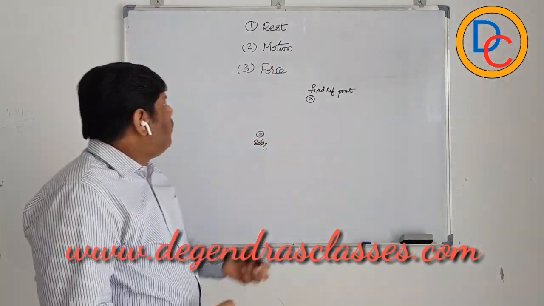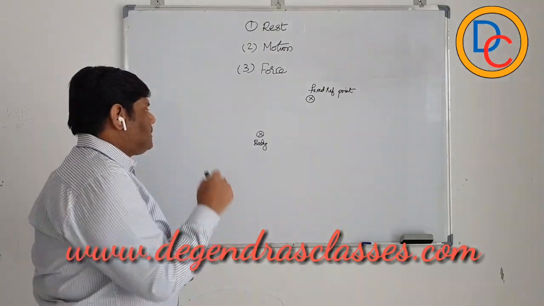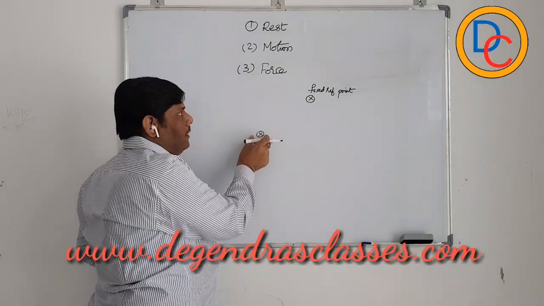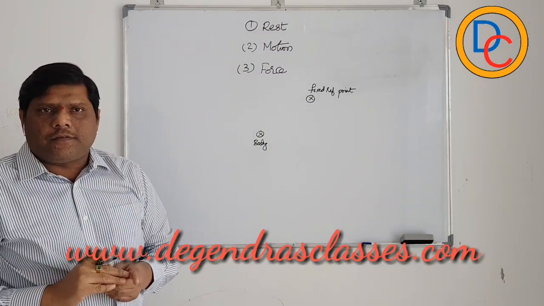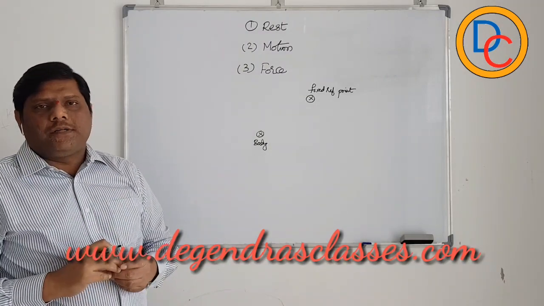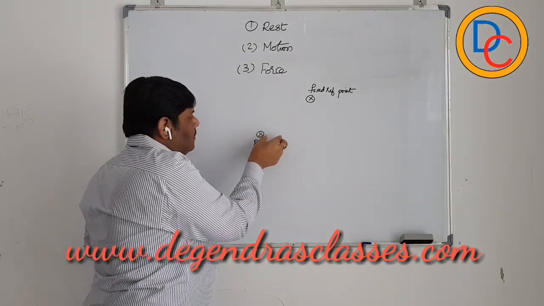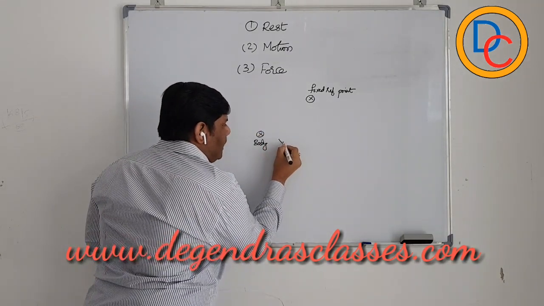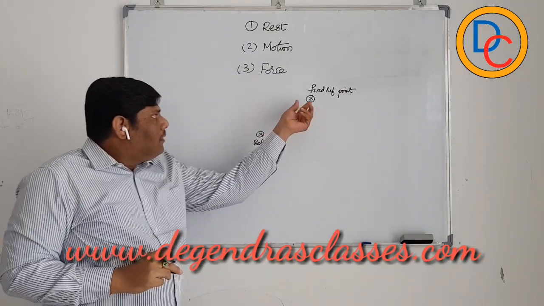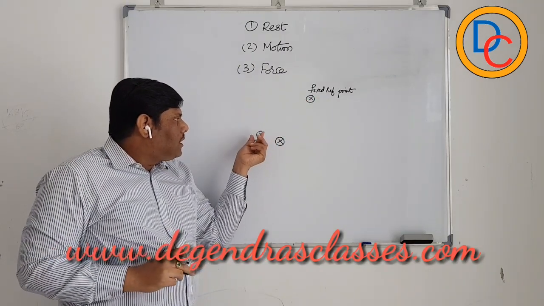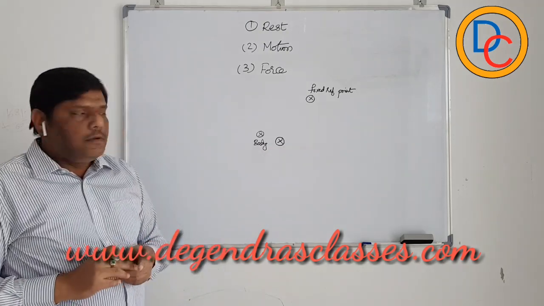Same way, when can we say a body is in motion? Consider the same. This is the position of the body from the fixed reference point at this particular instant of time. After 1 minute, if the position of the body is changed, that means after 1 minute the position of the body is this one. So from the fixed reference point, the position of the body is changed with respect to time.